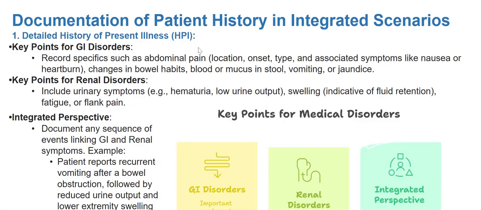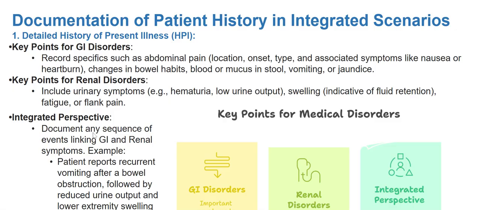Documentation of patient history in integrated scenarios. Detailed history of present illness, HPI. Key points for GI disorders: record specifics such as abdominal pain, location, onset type, and associated symptoms like nausea or heartburn. Changes in bowel habits, blood or mucus on stool, vomiting or jaundice. Key points for renal disorders include urinary symptoms, for example, hematuria, blood in the urine, or low urine output. Swelling indicative of fluid retention, fatigue or flank pain.